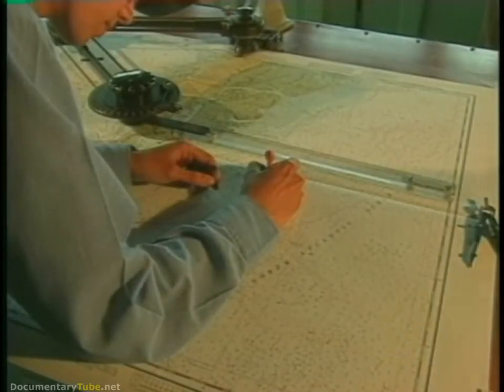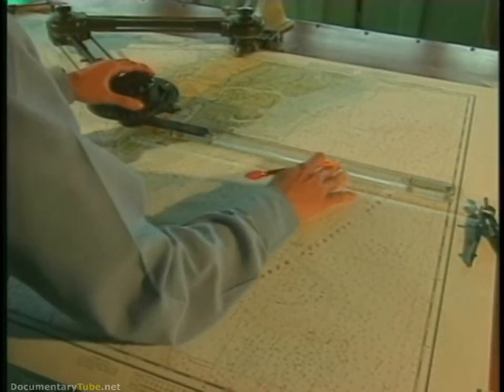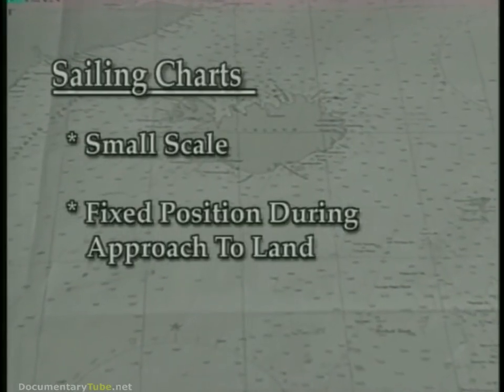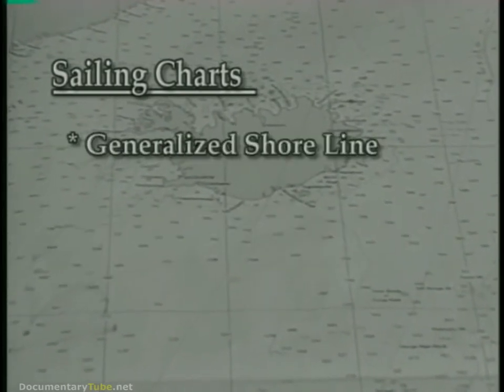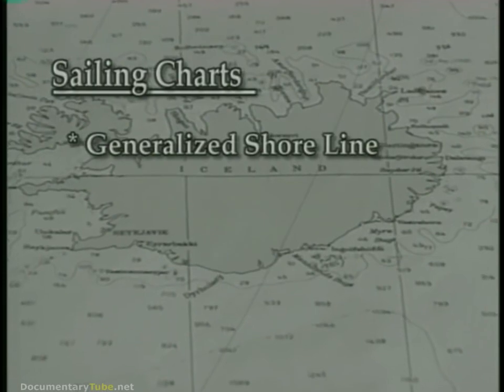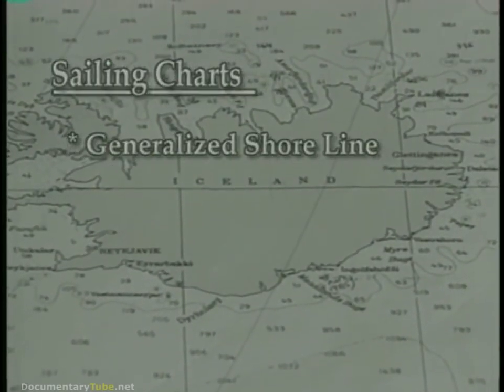On any day, U.S. Navy ships can be found virtually anywhere on the world's oceans and seas. Sailing charts use a small scale, so they show a large area. They are used to fix position during approaches to land. They only show generalized shoreline and topographic characteristics. They also depict offshore soundings.